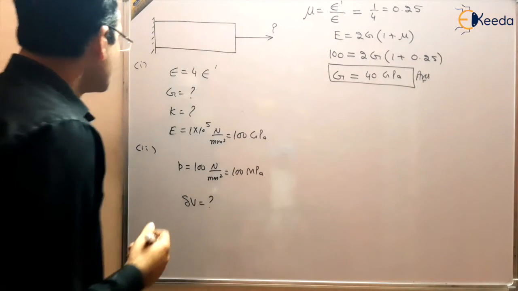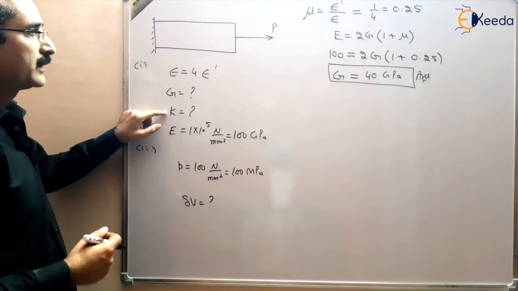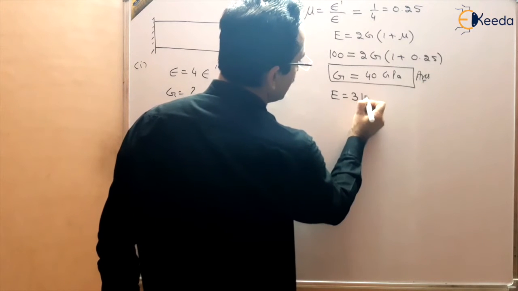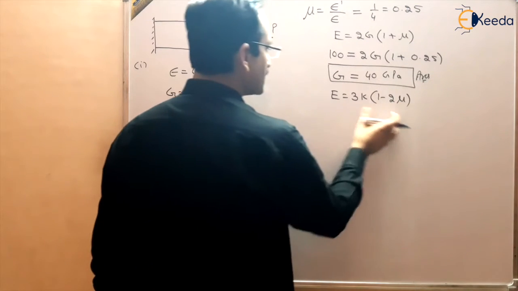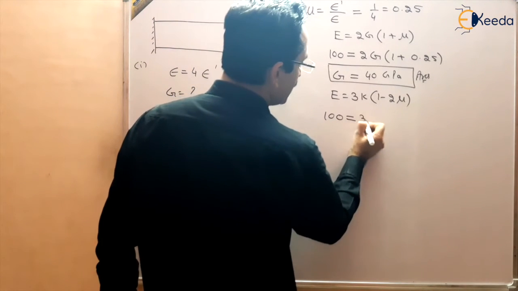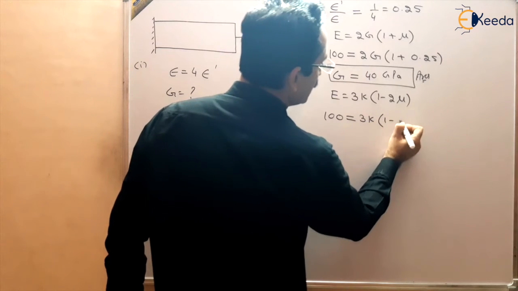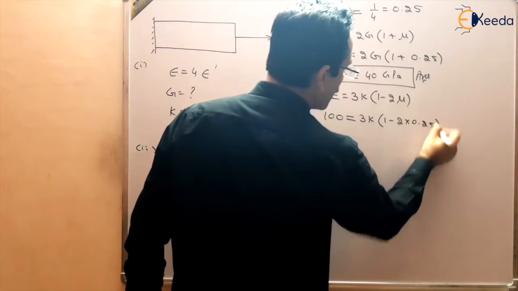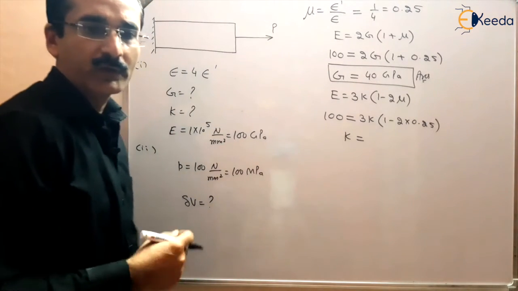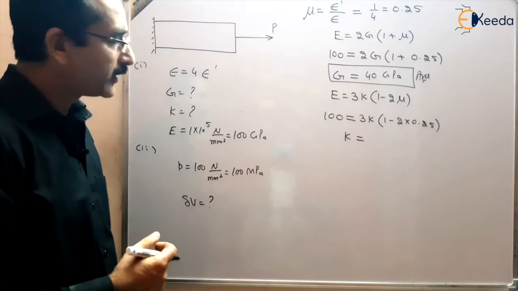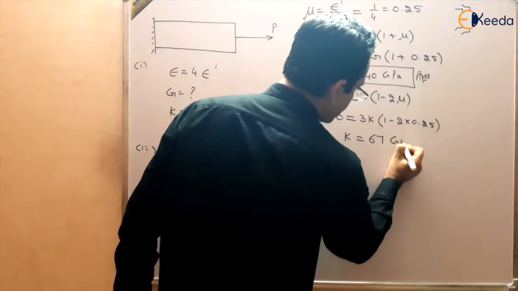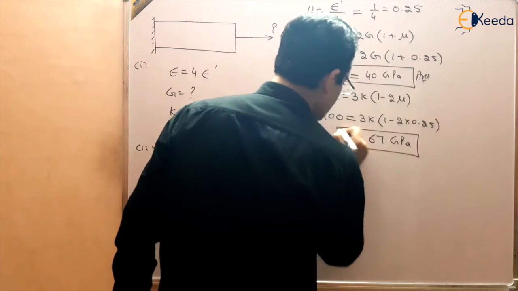Another is K, the bulk modulus. So what is the relation between E and K? We know E is equal to 3K(1 minus 2 mu). This is the relation between E and K. E is known to us, 100 gigapascal, equal to 3 times K, which is unknown, times (1 minus 2 multiplied by 0.25). So there is one unknown, that is K, and K can be obtained from this relation. Find out K using calculator and you will get the value of K as 67 gigapascal. This is one more answer of this question.